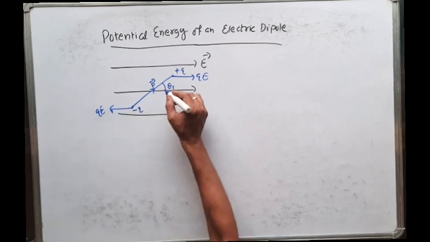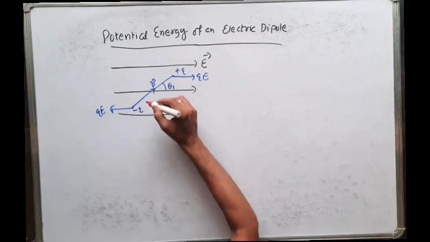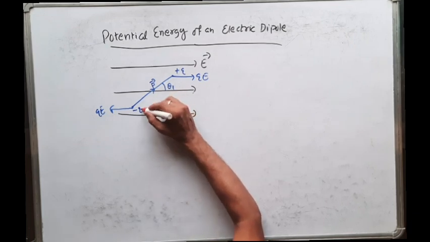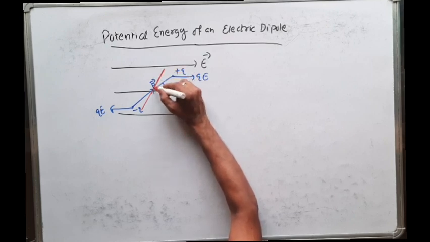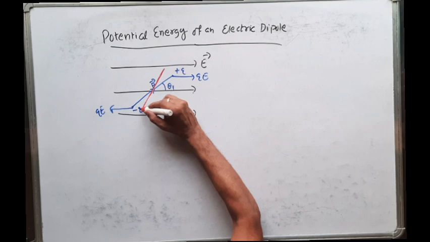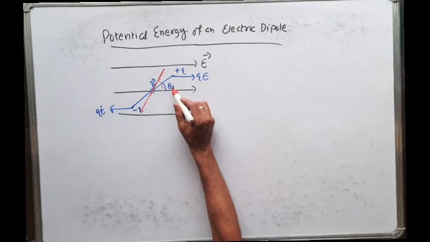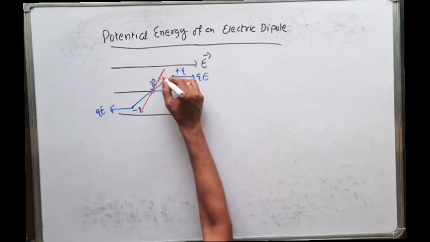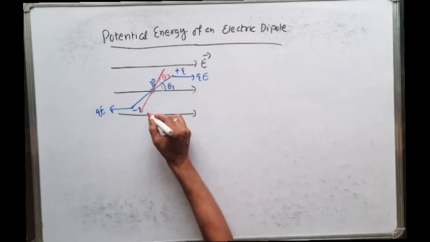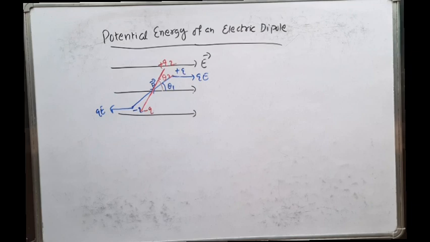So now if this dipole is rotated by some angle in anti-clockwise direction, it will come to this position. So I am trying to rotate this dipole in which direction? Anti-clockwise direction. What was the initial angle between dipole moment and electric field vector? Theta 1. Now it is theta 2. So you are rotating this dipole from theta 1 angle to theta 2 angle.